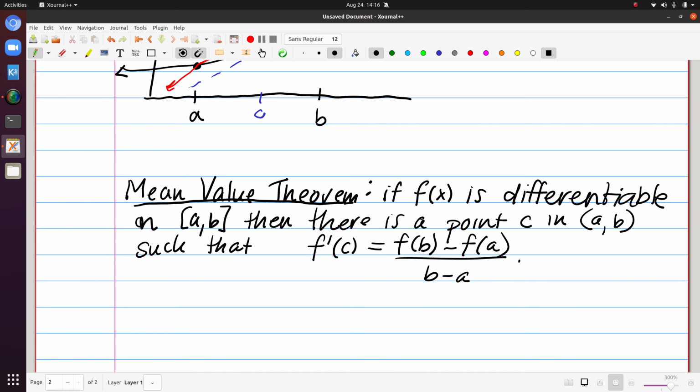And again, the reason I'm introducing this here is that in the next video, we want to actually derive the fundamental theorem of calculus, and that's going to rely on our knowledge of the mean value theorem.